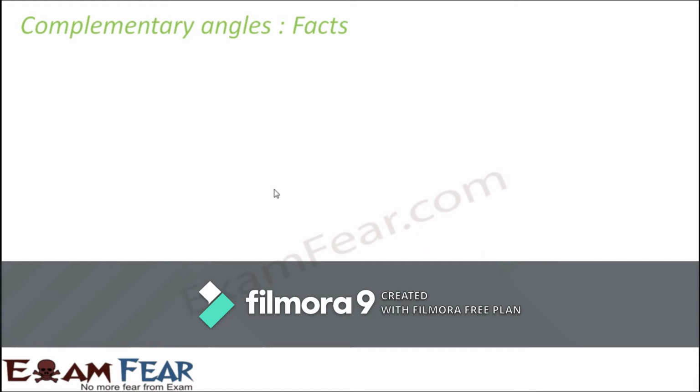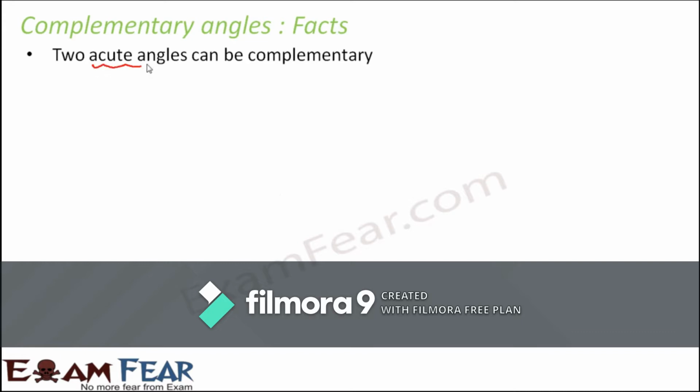The facts with regards to complementary and supplementary angles. So first we will talk about complementary angles. Now, do you think that two acute angles can be complementary? Now, before that, what are acute angles? Those angles whose value is less than 90 degrees. So angles measuring less than 90 degrees are called acute angles.